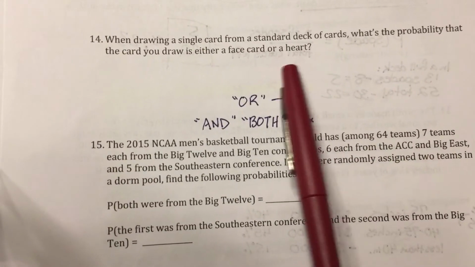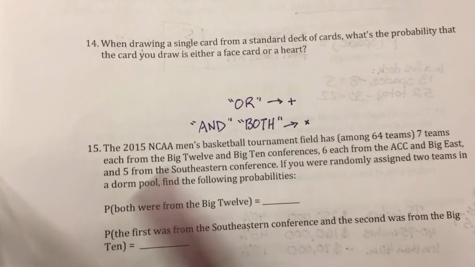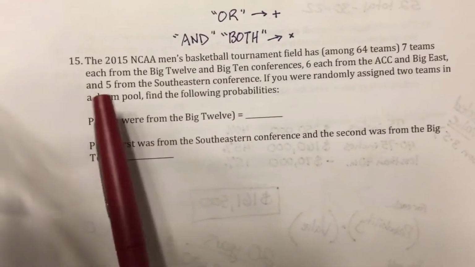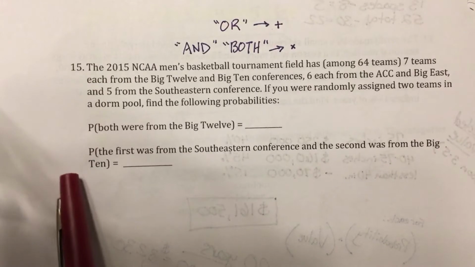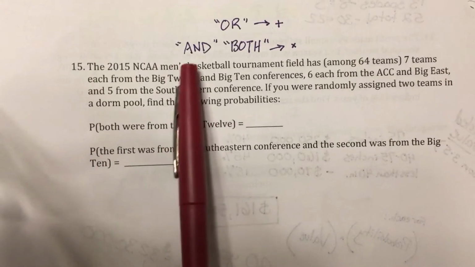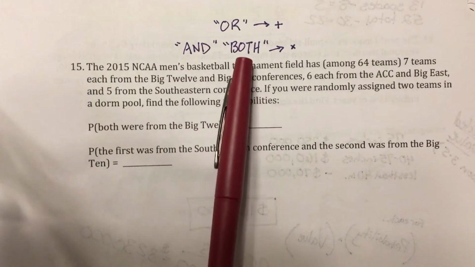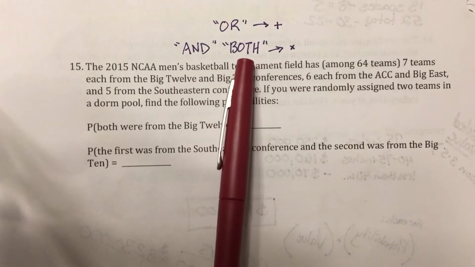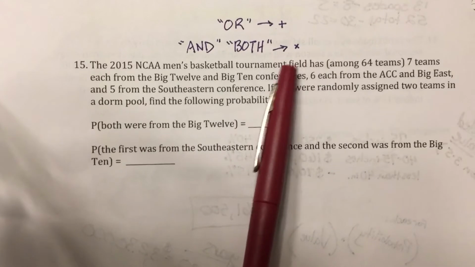If you want more information about this problem, that is on the previous video. This video, we're working on number 15. This is an and problem, or you might see the word both. If it's an and, a both, we multiply.